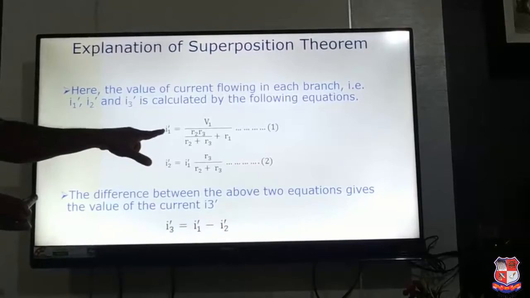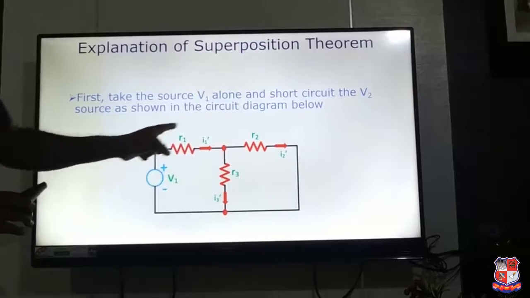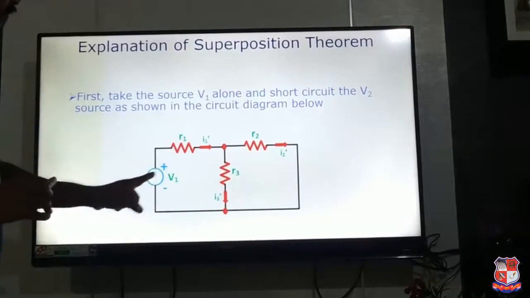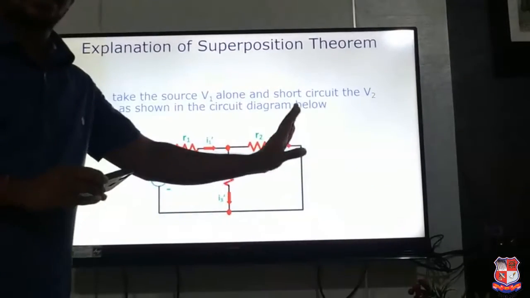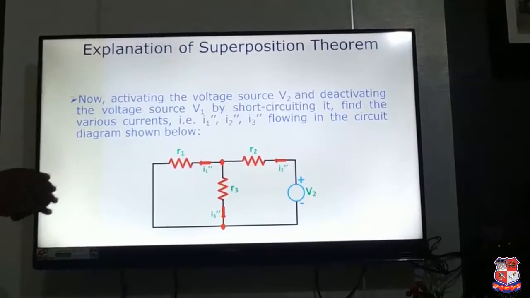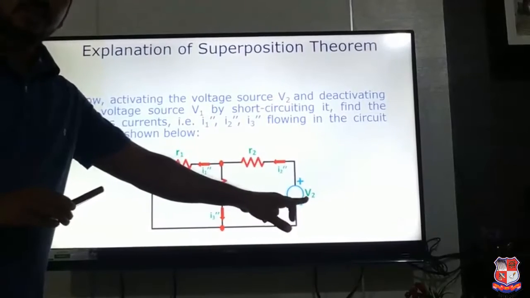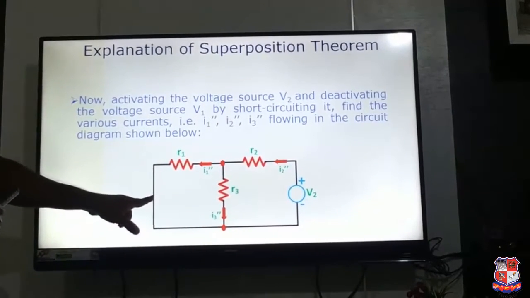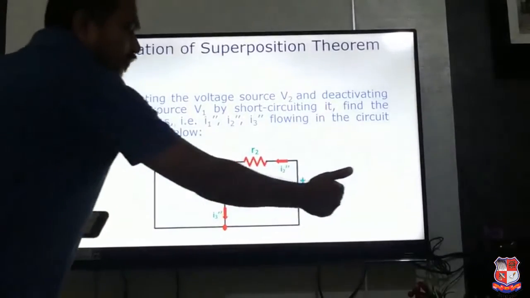So these are the currents I1 dash, I2 dash and I3 dash flowing through the R1, R2 and R3 resistances when only the V1 voltage source is applied and the V2 voltage source is replaced by a short circuit. Next, we are going to apply the V2 voltage source and replace the V1 voltage source by a short circuit. So now we have to see the circuit from this side.